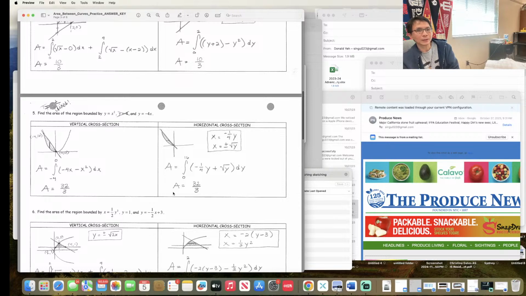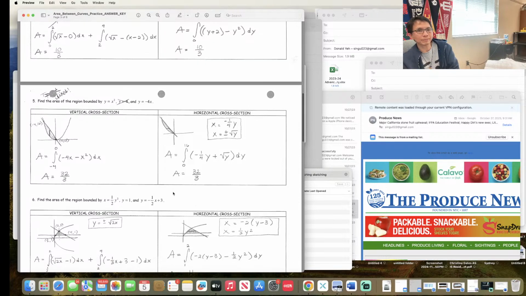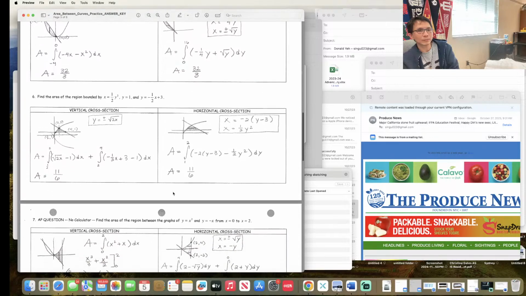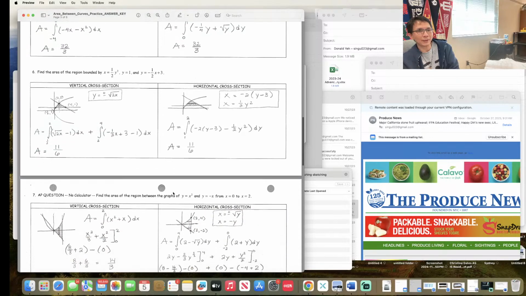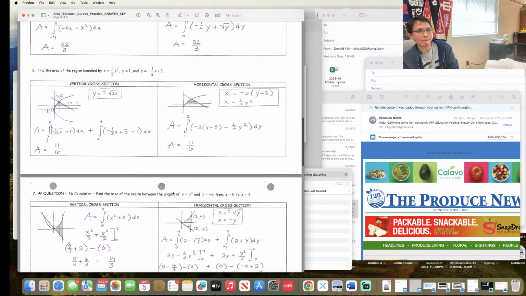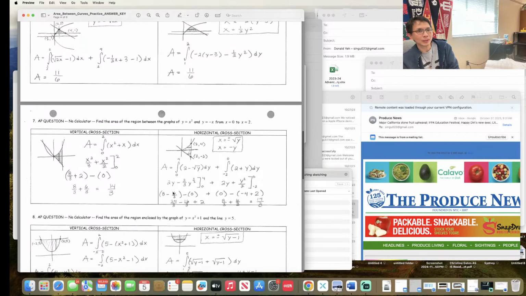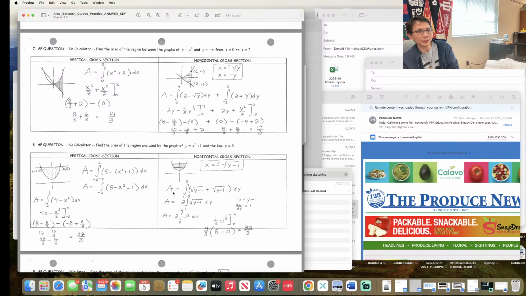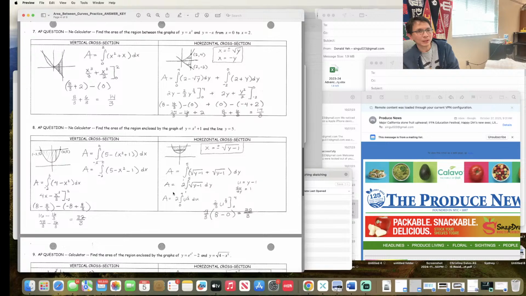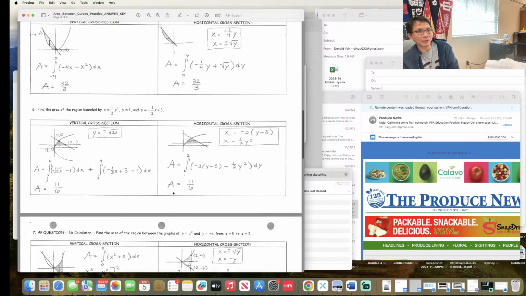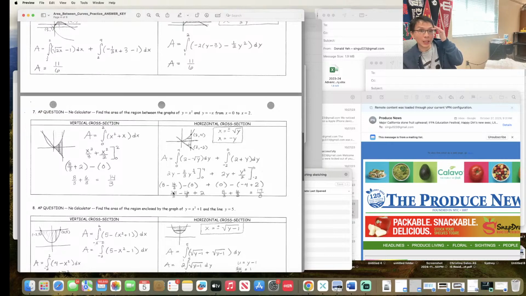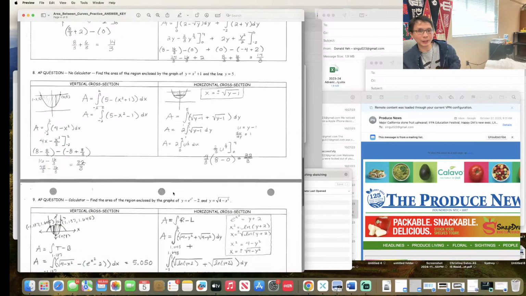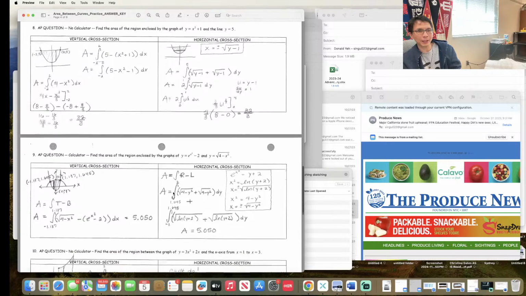5 is 32/3. 6 is 11/6. This one is also better to do in y rather than x. 7 is 14/3. The 7 is an AP exam question. 8 is going to be 32/3. I think I put that on last year's test.